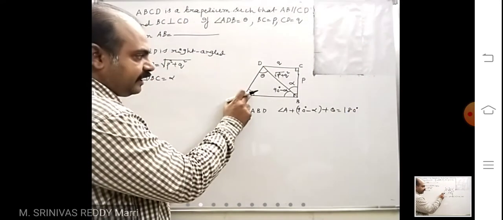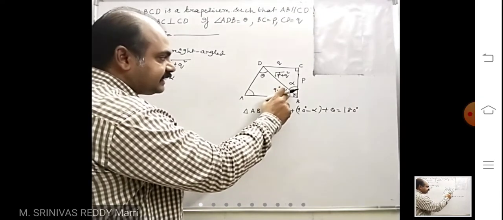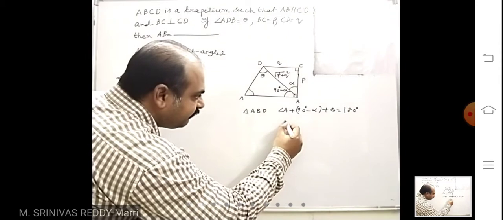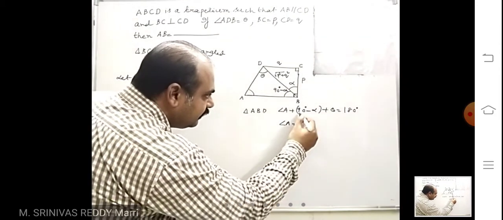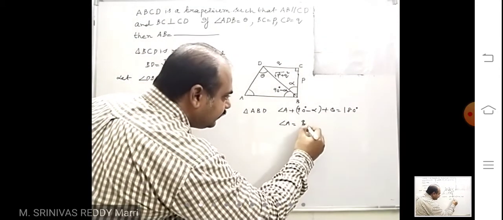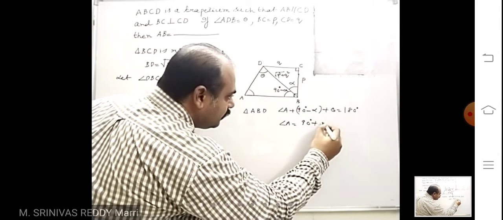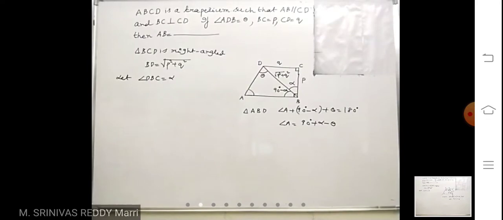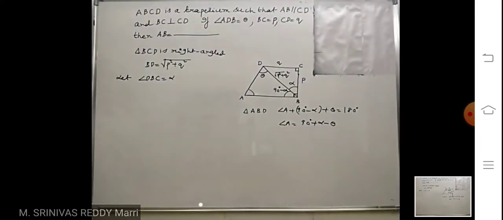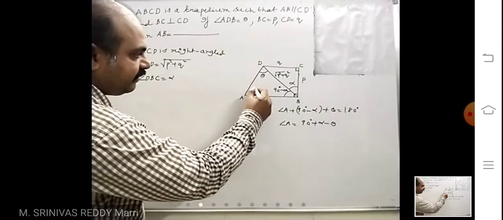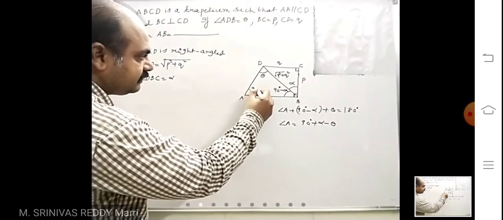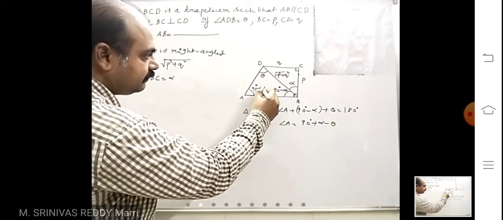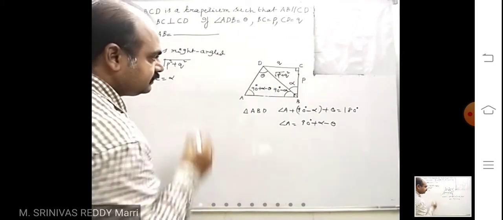This is angle A plus 90 minus alpha plus theta. This sum is 180 degrees. Therefore, angle A I can calculate. Look at this side: 90 degrees plus alpha minus theta. Therefore, this angle I have known. That means this angle is nothing but 90 degrees plus alpha minus theta.